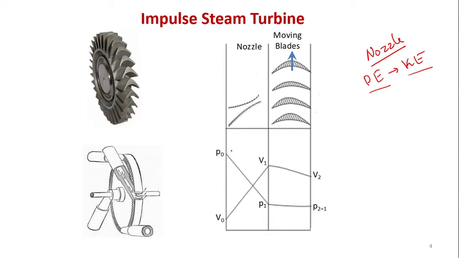Now once the steam starts moving over the moving blades, the velocity is decreasing and the pressure remains constant. Pressure is remaining constant here, so there is a decrease in the velocity. This is what happens in the impulse steam turbine.